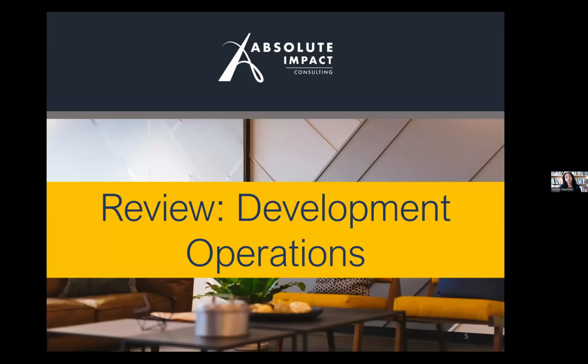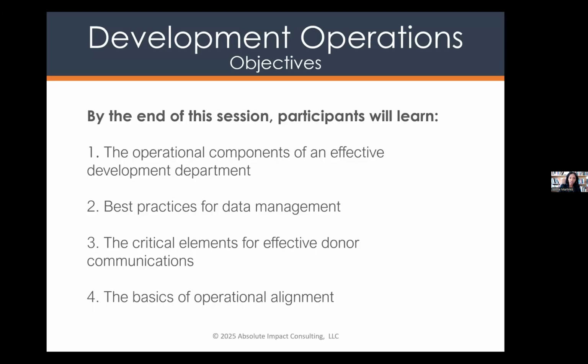So let's do a quick review for those of you who were in the class last week, who attended this workshop, but mostly for those of you who were not able to attend. So what did we cover last week? We focused on really 4 core areas: components of operations, the best practices, the critical elements for effective donor comms, and the basics of operational alignment.